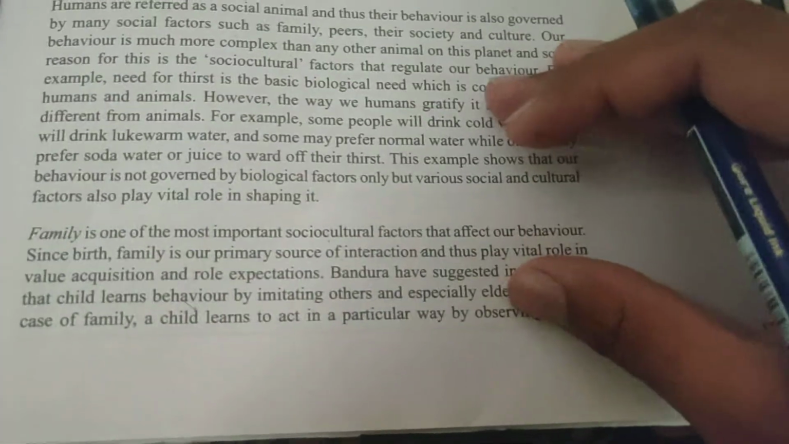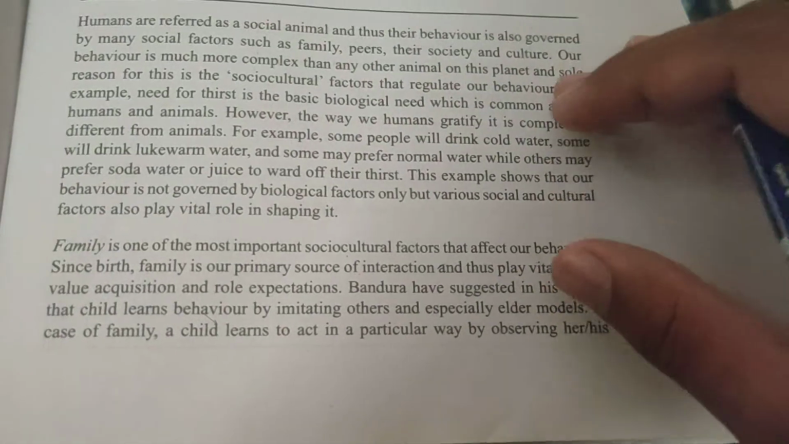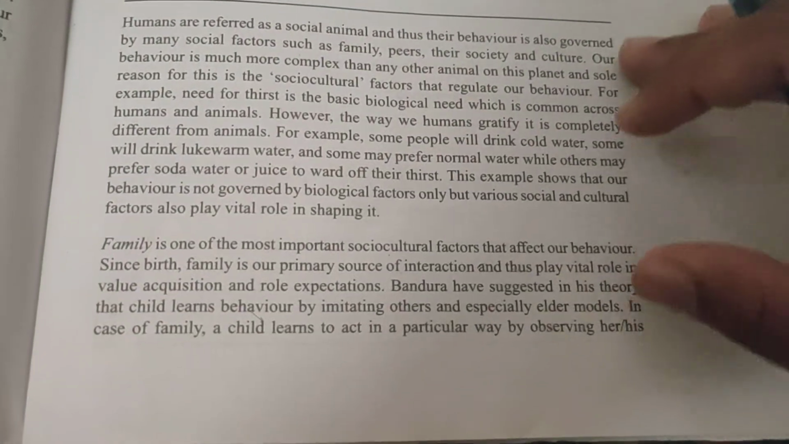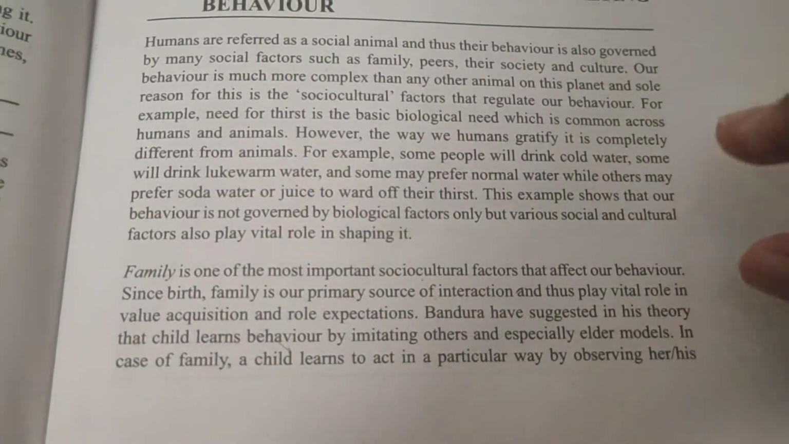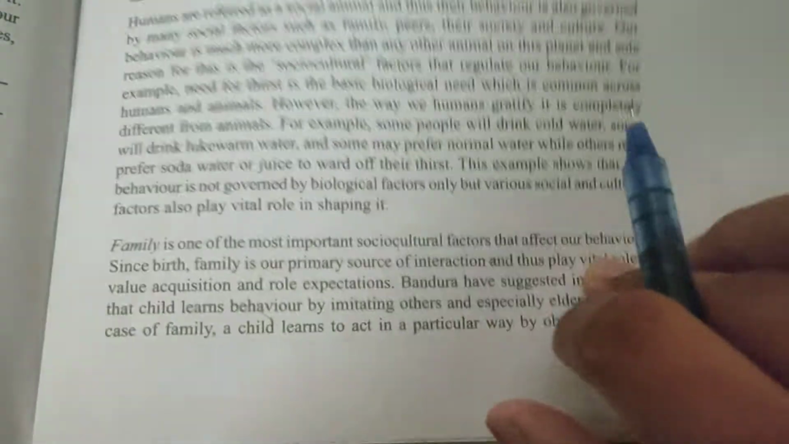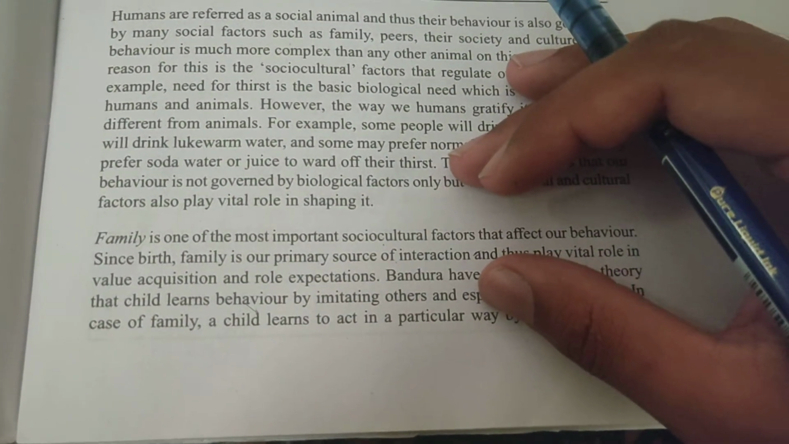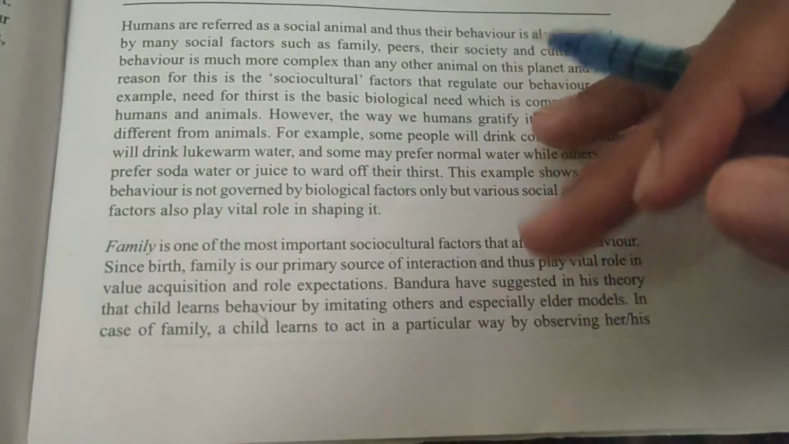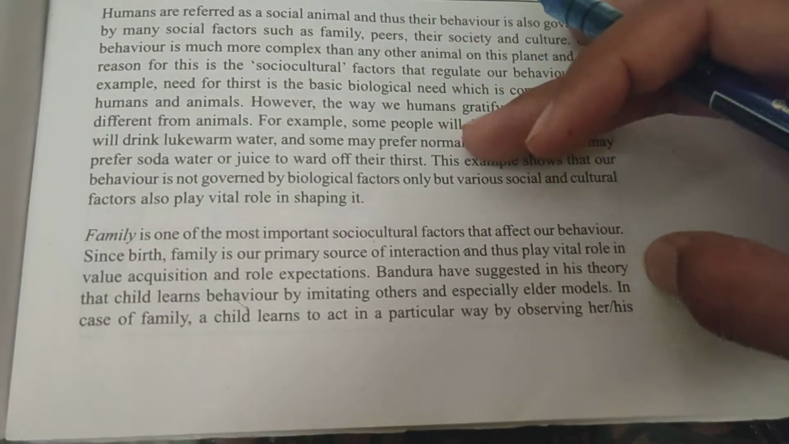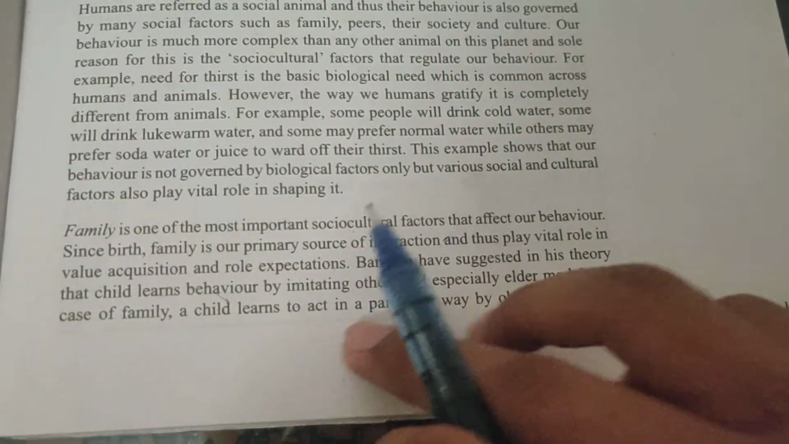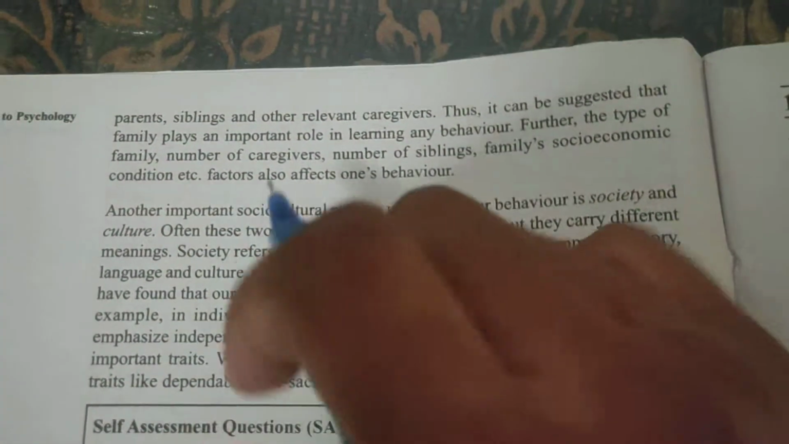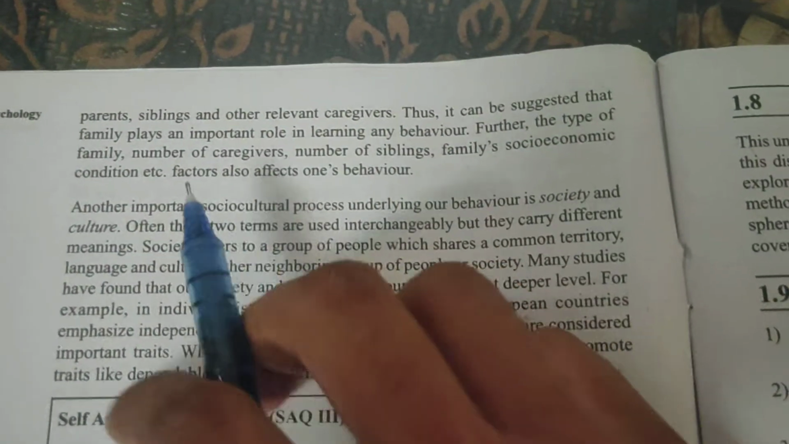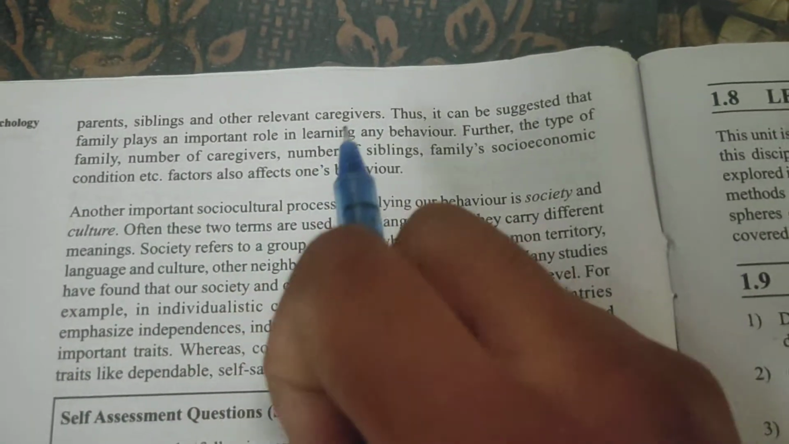But in the case of an animal, in the case of a human, sorry, in the case of humans, we don't know that the child is imitating us, because it has a very long span of time. So it has a very long life. So over a long span of time, the child picks up a few habits, and we don't even realize that he has picked up our habits and he's been imitating our behavior, especially elder models. In the case of a family, a child learns to act in a particular way by observing her or his parents, siblings, and other relevant caregivers. Thus, it can be suggested that family plays an important role in learning any behavior.